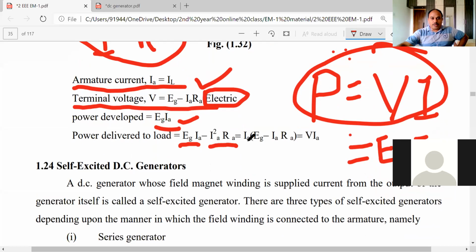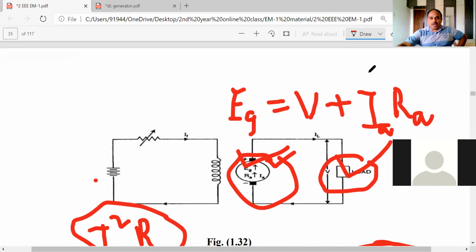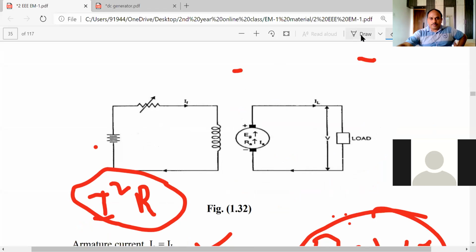Then taking Ia common, Eg minus IaRa. What is Eg minus IaRa equal to? Eg minus IaRa equals V. So the total term equals V. So Ia into V is the power delivered to load. Power delivered to load equals V into Ia.